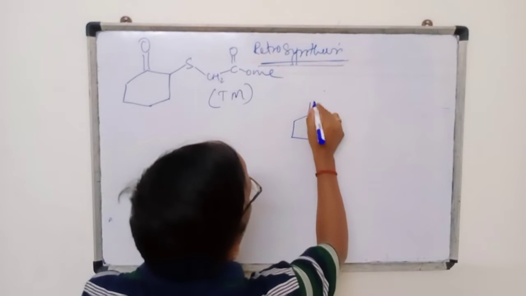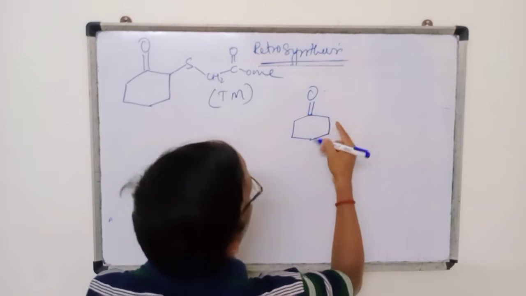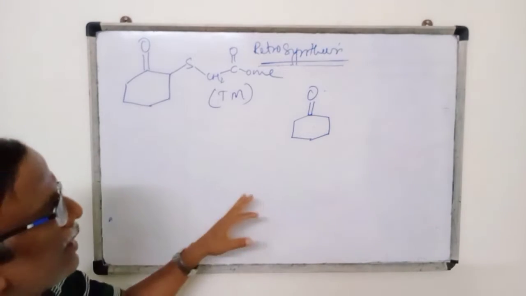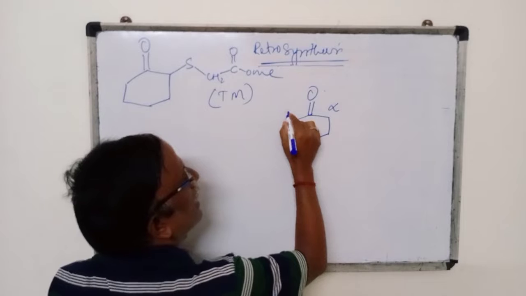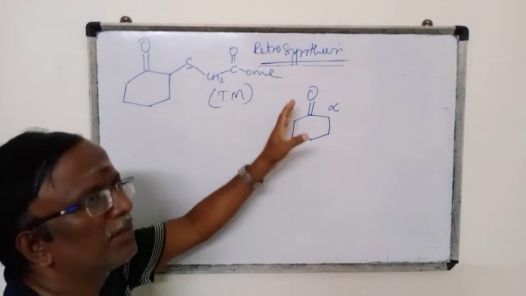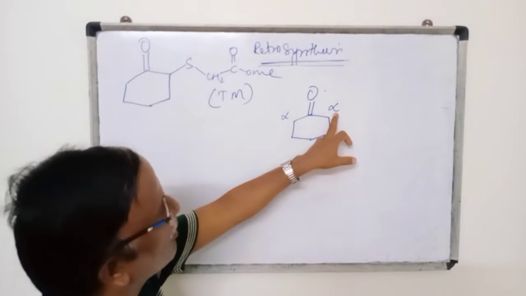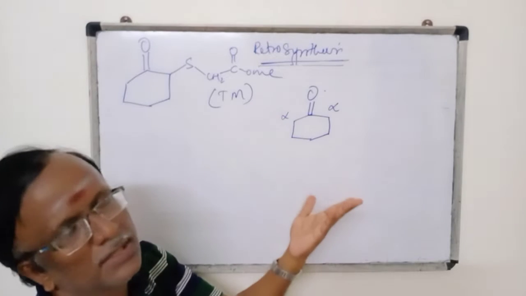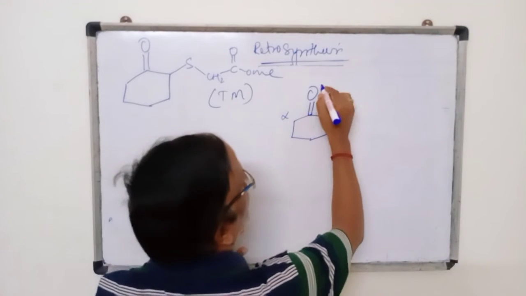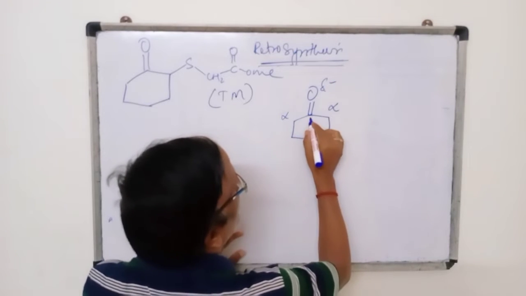If I want to add anything at this alpha carbon, what is the alpha carbon? This is my alpha carbon. This is another alpha carbon. Since the molecule is symmetrical, whether I substitute this particular position or this particular position, it's one and the same.